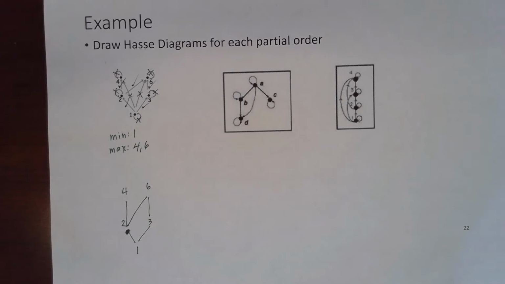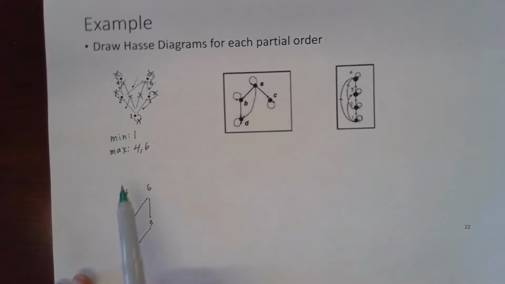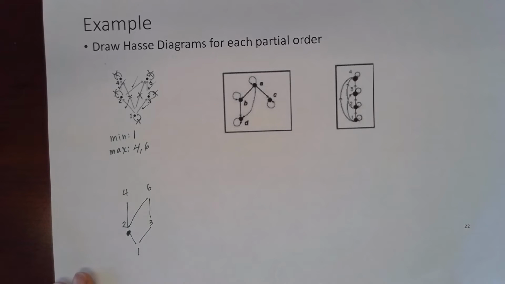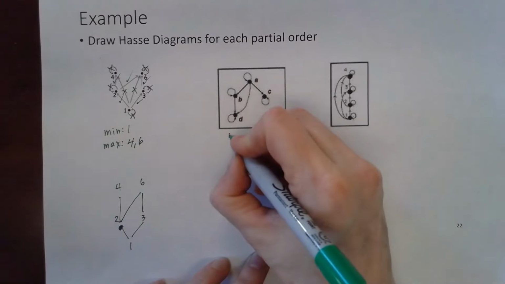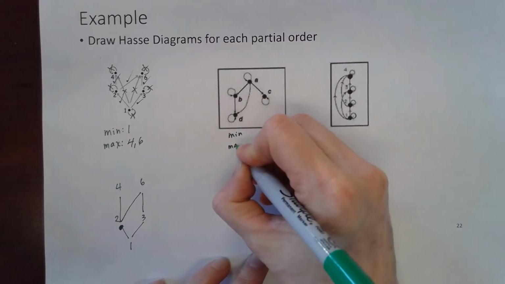That takes care of every edge in that directed graph. So the Hasse diagram we have is there. 4 and 6 are maximal elements, 1 is a minimal element. We have all the relationships in there, so it should be good. Okay. All right, let's go through the similar process for this one.